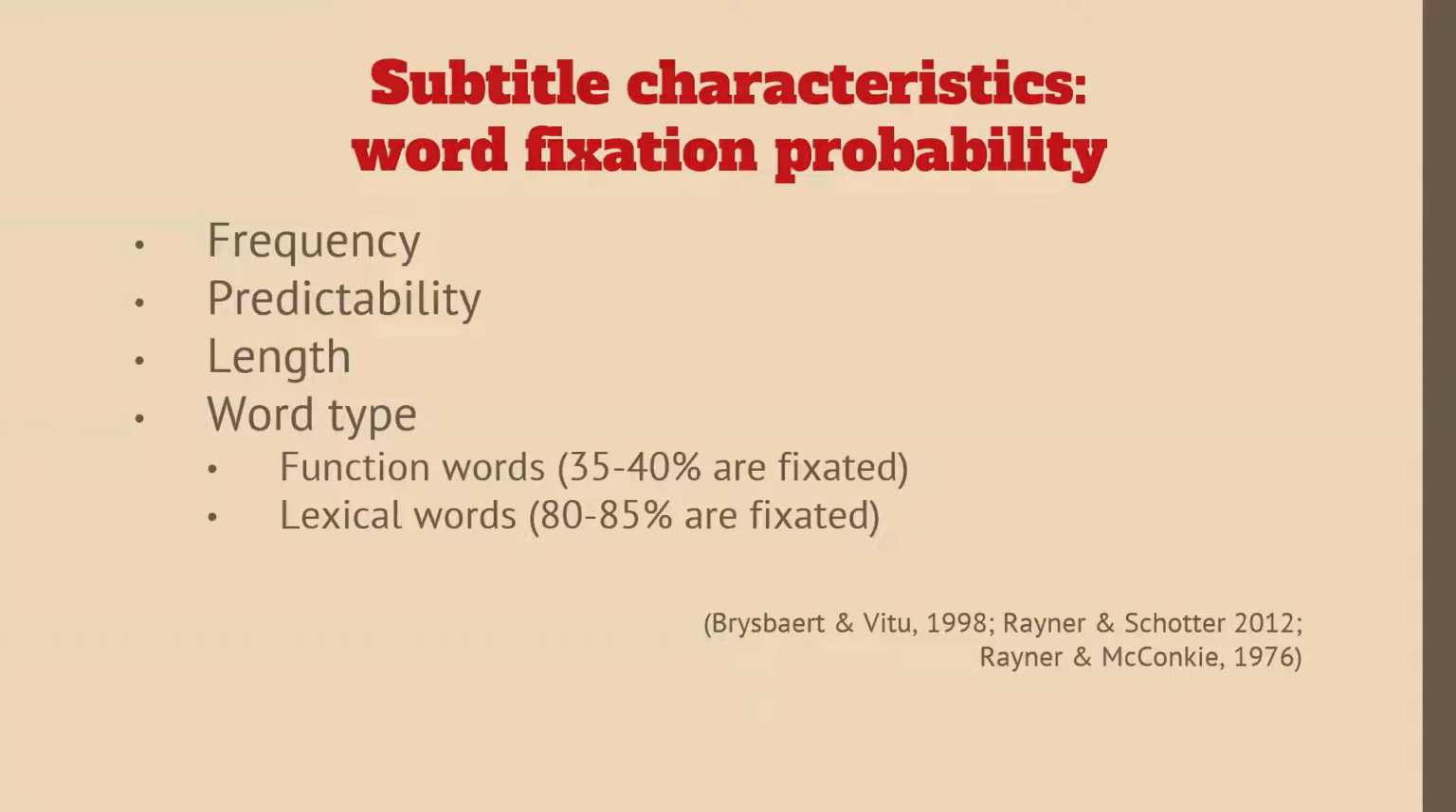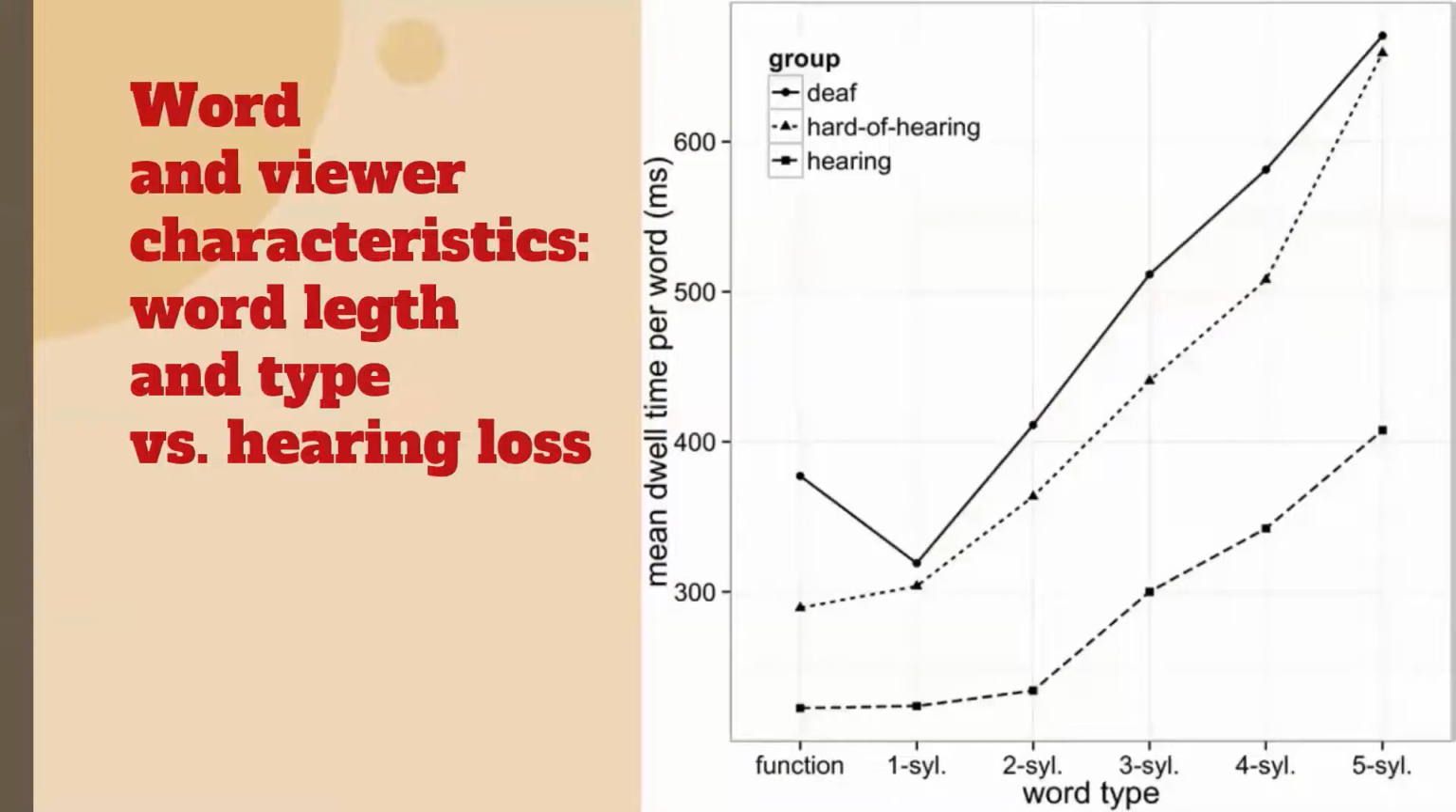And when it comes to subtitle characteristics, the probability whether we are going to look at a word or not depends on several factors. Some of them include the frequency of a word. So the less frequent the word, the more likely it is that we're going to look at it. Predictability in the context, okay? The words that are predictable would tend to be skipped. Length, the shorter the word, the less likely it is to be fixated. And then also what type of word is it, whether it's a function word or a lexical word. Okay, so this is what we know from reading studies in general. And we have confirmed some of this on reading subtitles.